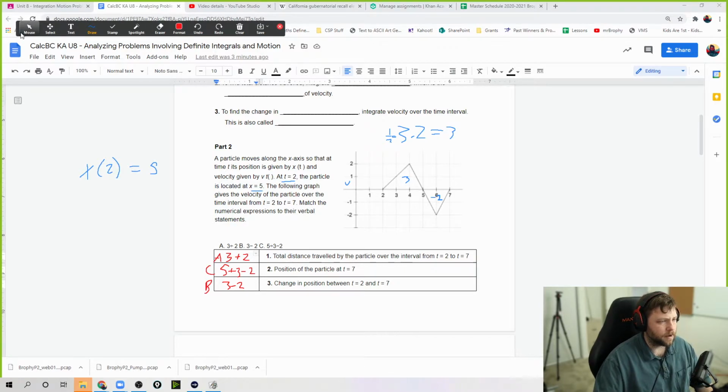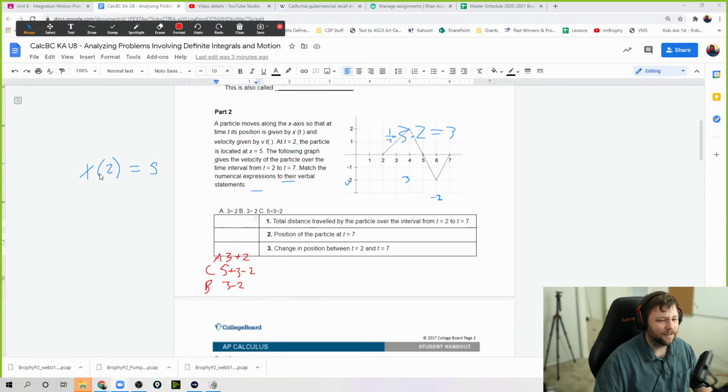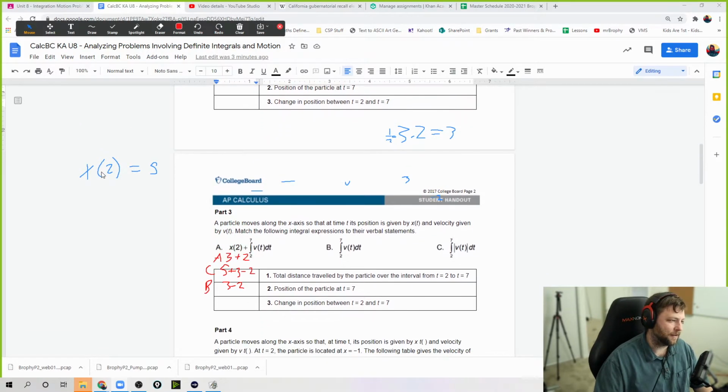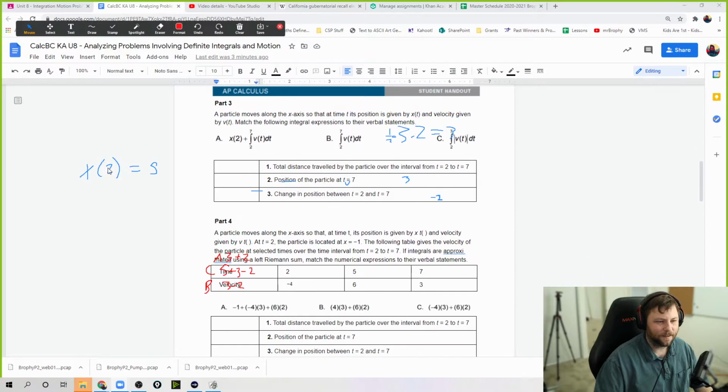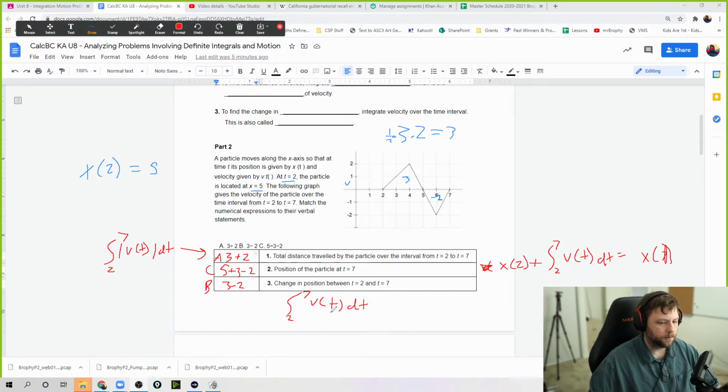Feel free to stop me if I'm going too fast. Feel free to jump ahead if it's too slow. Let's look at this in a different way. I put some equations up here in case you wanted to see those.